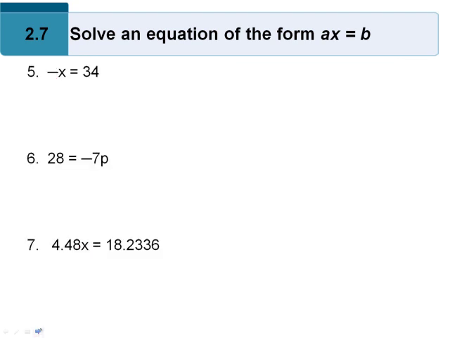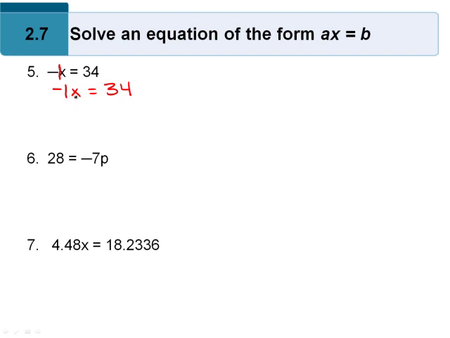Now, number 5, a lot of people may look at that and say, what am I supposed to do? There's nothing to do there. But we just talked about this. We want to know what x equals, not what negative x equals. So what you want to remember, since you have that negative sign there, is there's understood to be a 1 in front of that x. That's the coefficient that you're trying to get rid of, that negative 1.